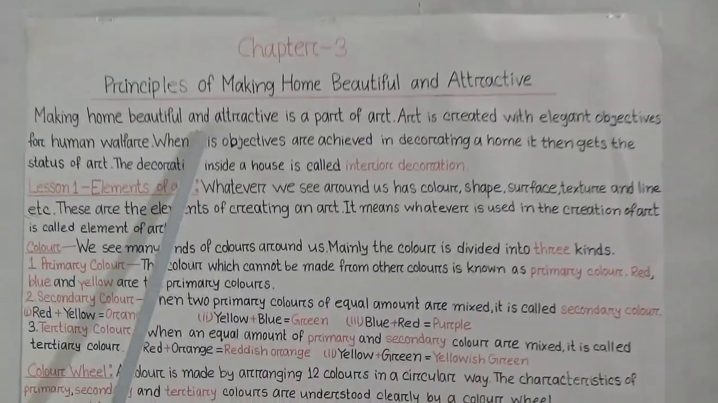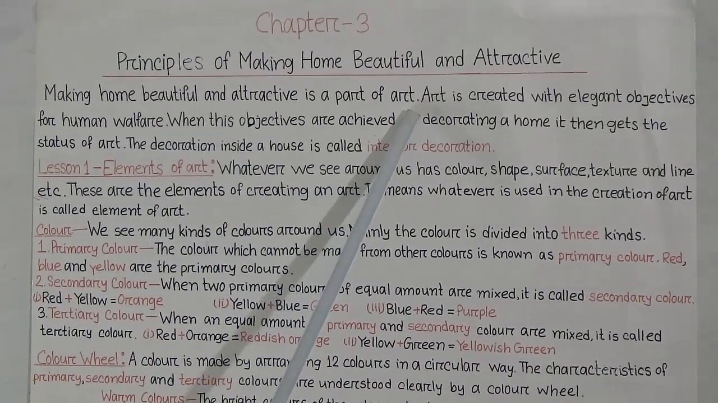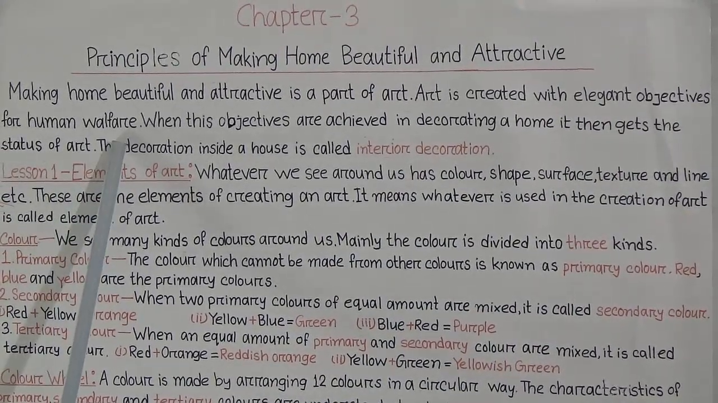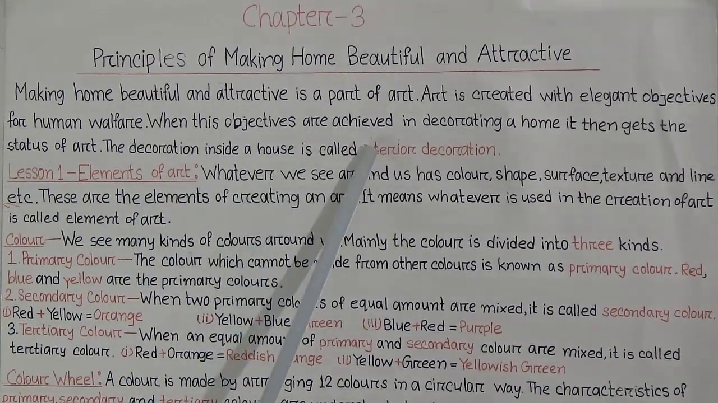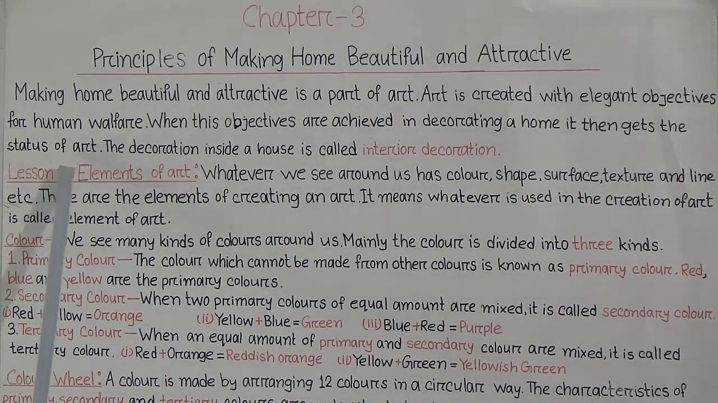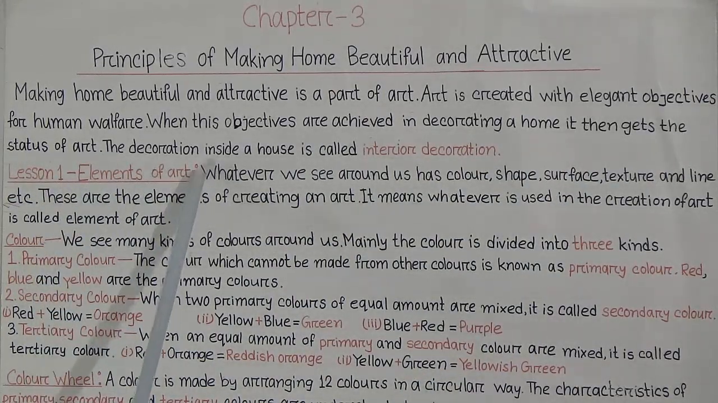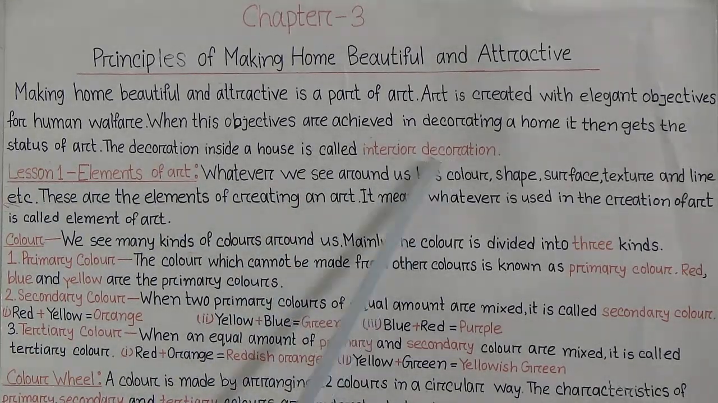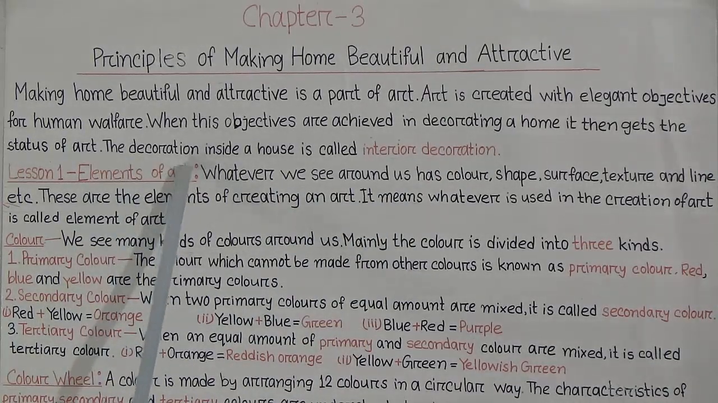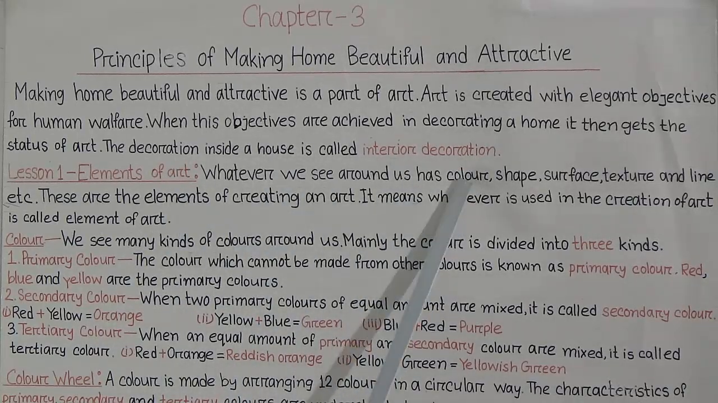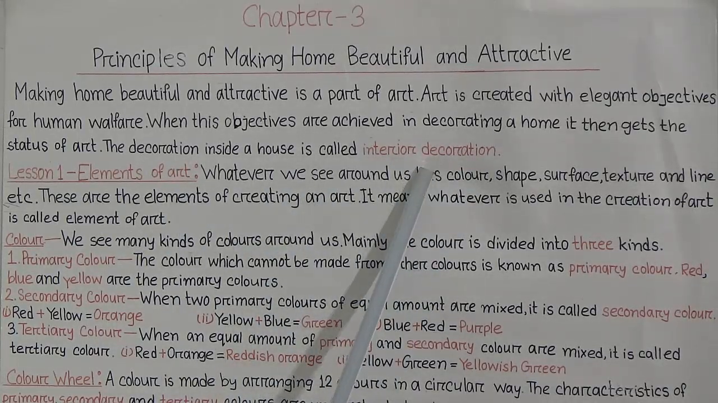Making home beautiful and attractive is a part of art. Art is created with elegant objectives for human welfare. When these objectives are achieved in decorating a home, it then gets the status of art. The decoration inside a house is called interior decoration. Mark the line: the decoration inside a house is called interior decoration. So you will get the question, what is interior decoration? It will be a knowledge based question.